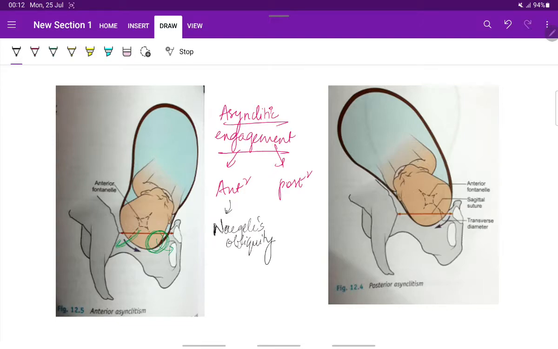Whereas in posterior asynclitism, the sagittal suture lies near the pubic symphysis. So here there is posterior parietal presentation, and therefore it is called posterior asynclitism. This is also called Littmann's obliquity. So this is about the engagement.